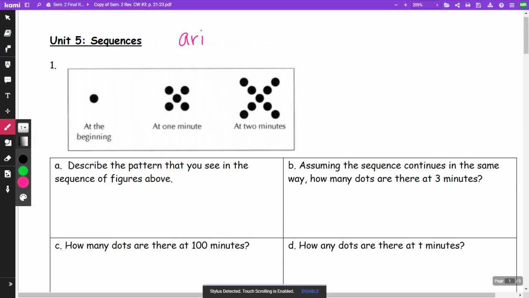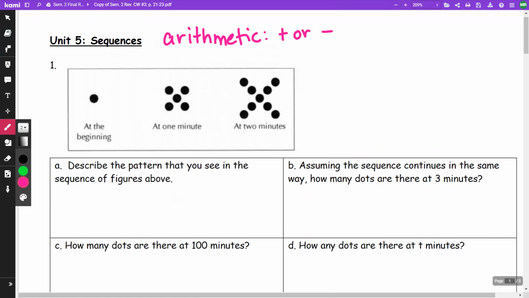An arithmetic sequence, let me make this a little bolder, is when you are adding. So arithmetic is when you're adding or subtracting the same number over and over again. And the graph for this is going to be linear. Geometric is the other one. And this is when you are multiplying or dividing. We usually want to write it as a multiply. And this is exponential.